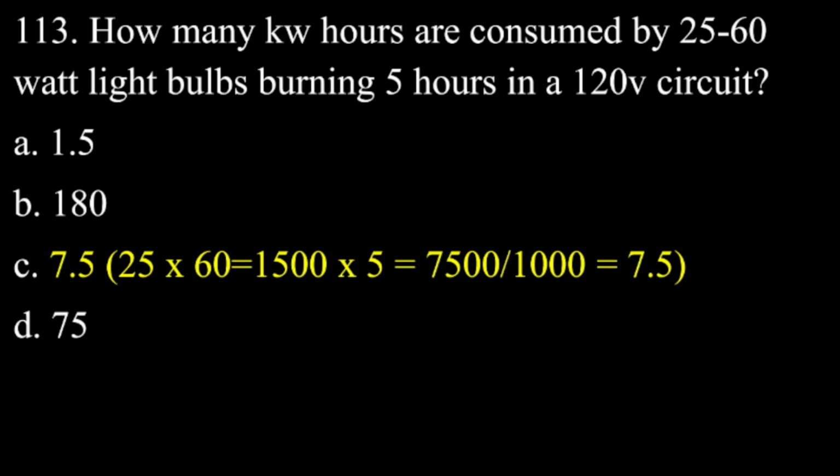How many kilowatt hours are consumed by 25 60-watt light bulbs burning 5 hours in a 120 volt circuit? A. 1.5. B. 180. C. 7.5. 25 times 60 is equal to 1500, times 5 is equal to 7500, divided by 1000 equals 7.5. D. 75.